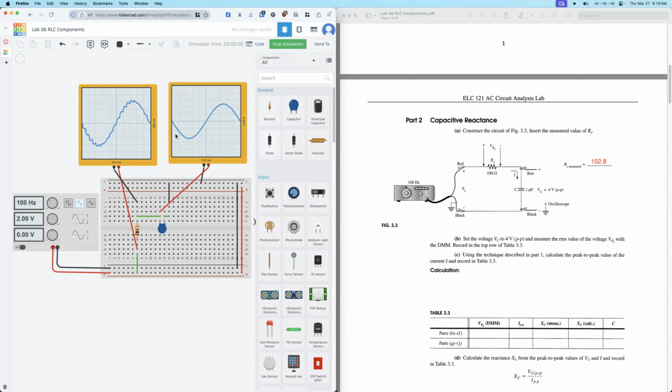So again, we need to adjust the source voltage until this is 4 volt. So VC equals 4 volt peak to peak value. So you can see now the setting for the oscilloscope, the right one is 4 volt from top to the bottom. So this means we need to increase the source voltage. So let me try 4 first.